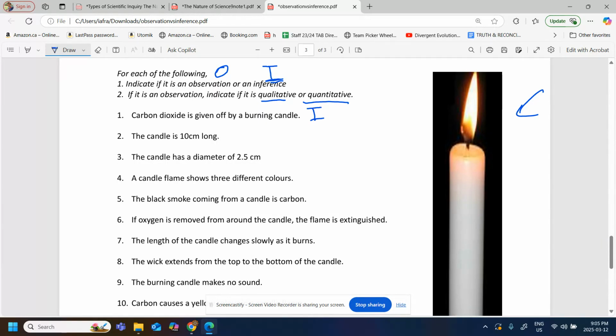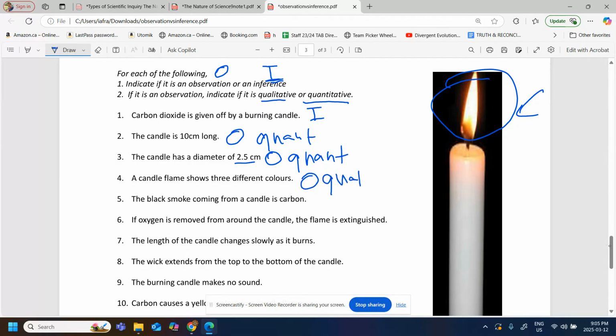The candle is 10 centimeters long, so we've taken a ruler, we've measured it. That would be an observation, specifically a quantitative observation, because it's a number. The candle has a diameter of 2.5 centimeters, so again a measurement, once again a quantitative observation. A candle flame shows 3 different colors, so if you analyze this carefully you'd see 3 different colors. That would be an observation, but more of a qualitative observation if you're looking at the colors specifically.